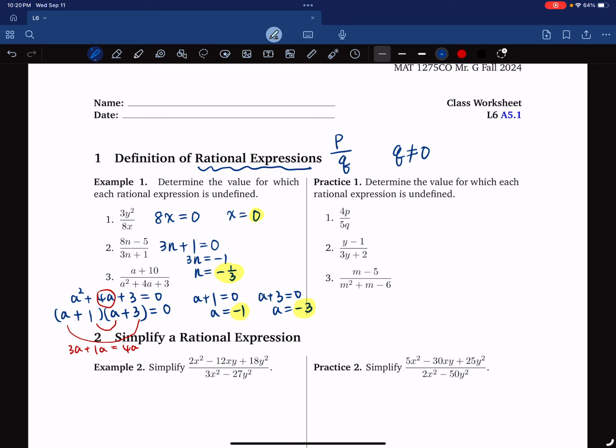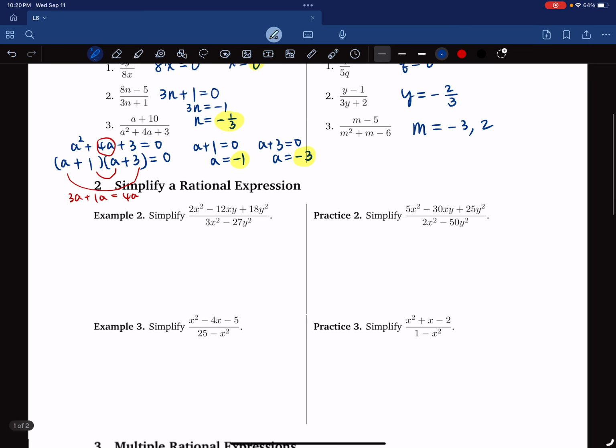Okay, well, I'm going to show you the answers. So for practice 1, number 1, this will be undefined when q is 0. And number 2, this will be undefined when y is negative 2 over 3. Number 3, this one will be undefined when m is negative 3 or 2.